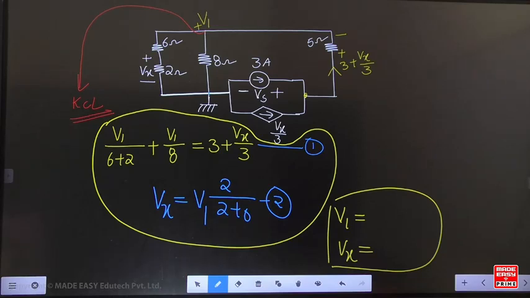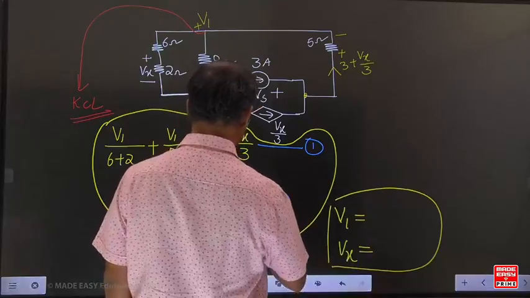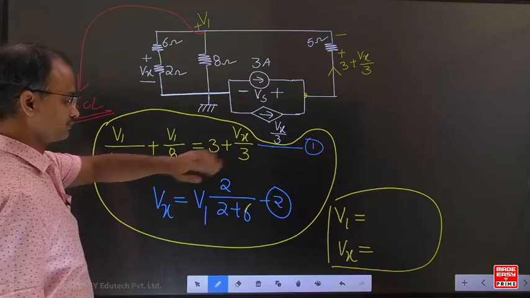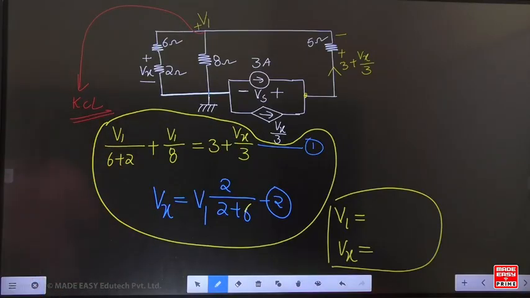How much is V1? Oh, so many answers. First equation 2. Substitute this equation 2 in equation 1. Put equation 2 into equation 1 and find V1 first.